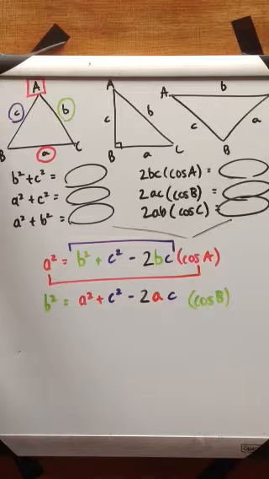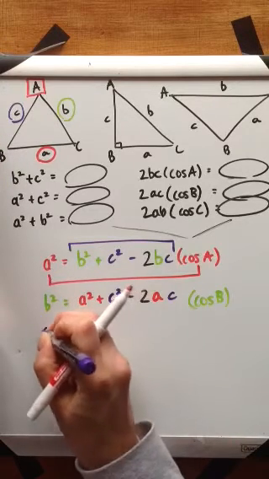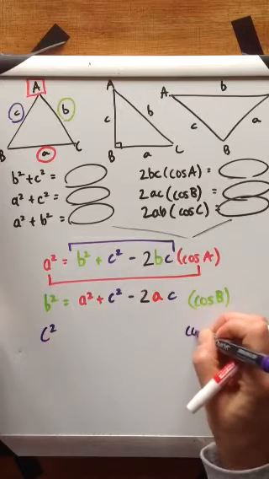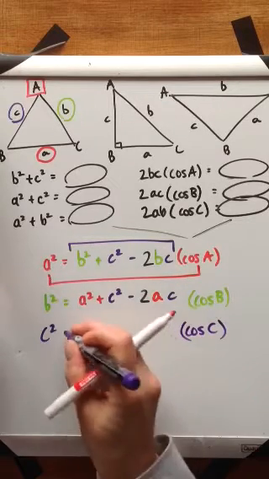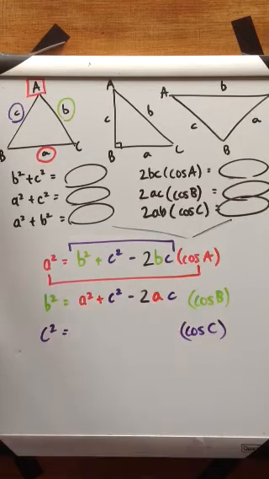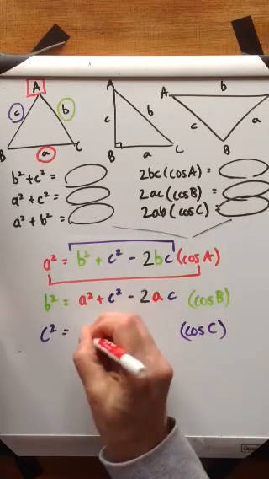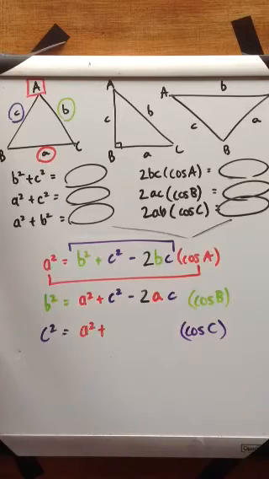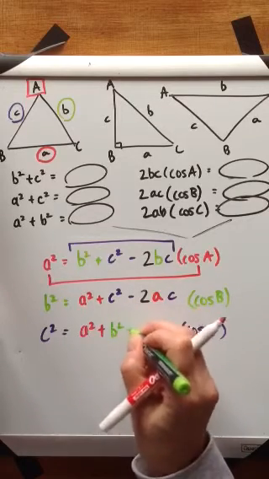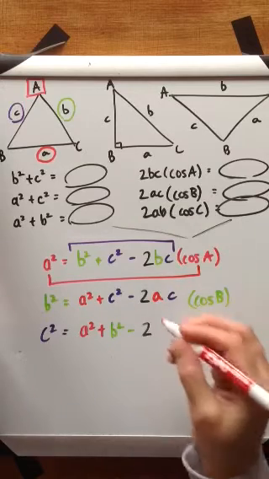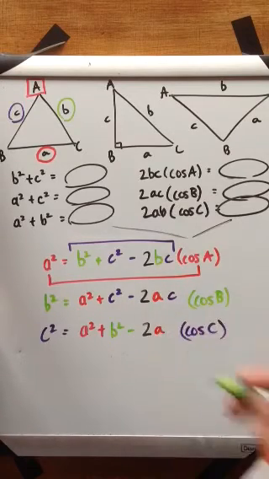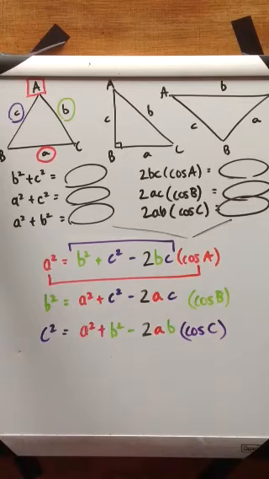We could develop the third relationship too. What if it's c that we want to find the value of? Well, we can put c squared on the outside and cosine C on the outside. And this is equal to, well, what 2 sides do we have left? We have a and b. So we'd have a squared plus b squared minus 2 times ab. Okay, so it's actually a very predictable pattern once you start to see the relationships that are embedded within it.